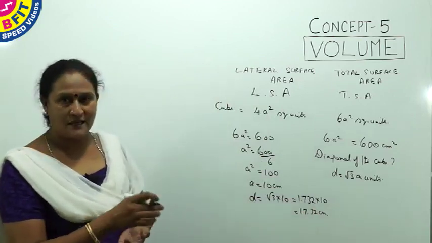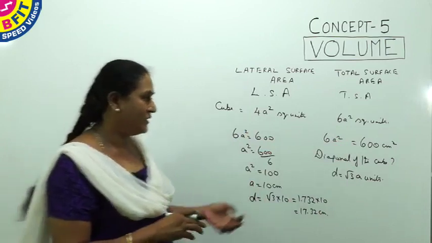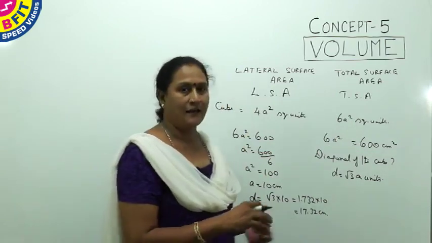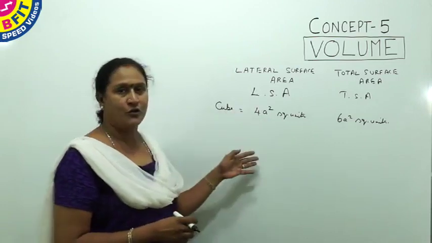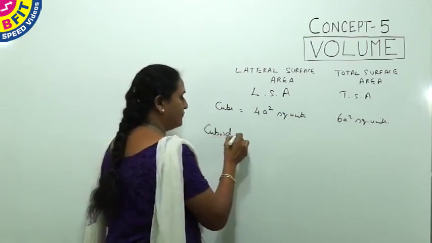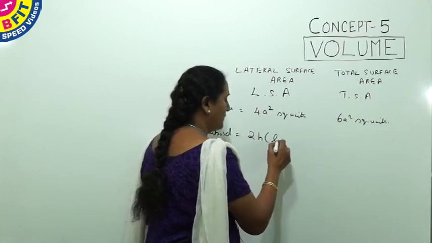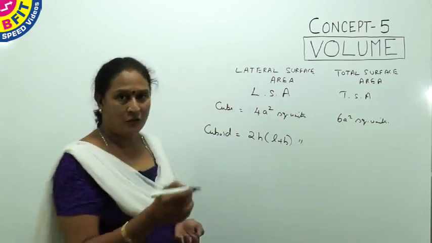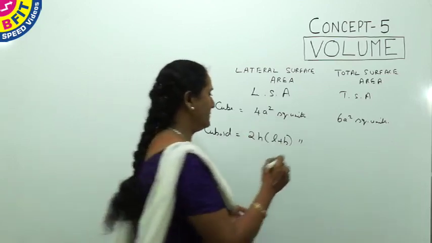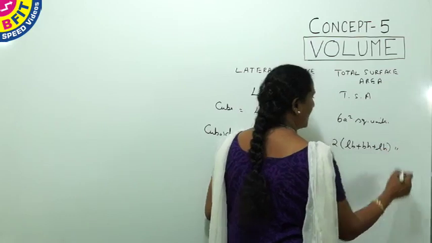So if questions related to LSA and TSA are asked, we can equate the formula to the value and find whatever is asked. Here the total surface area is given as 600, equating to 6a square, the value of a is got, and then the diagonal. Now we'll see the formula to find LSA and TSA for a cuboid. The lateral surface area, leaving the top and the bottom, is 2h into L plus B square units. And total surface area, including all the sides, the lateral surface areas and the top and the bottom, the formula is 2 into LB plus BH plus LH square units.